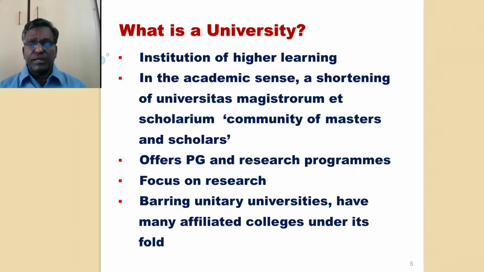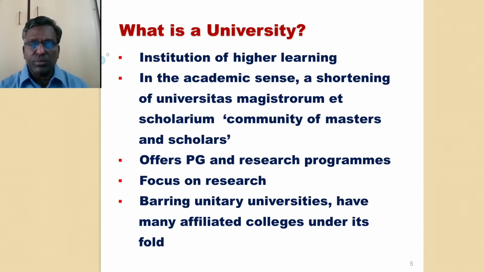Now, a university typically offers postgraduate and research programs, or to put it a little differently, while a college is meant for undergraduate programs, a university is meant to offer postgraduate and research programs. Universities normally do not offer undergraduate programs, and the focus is on research. Later, I will be talking about the Humboldtian model. So a university should focus on research and teaching. It is supposed to be a teaching and research institution.